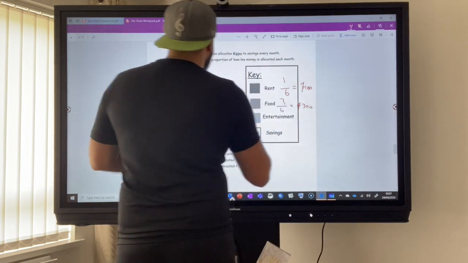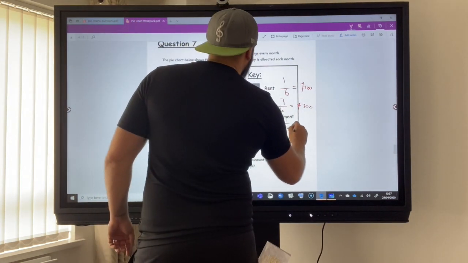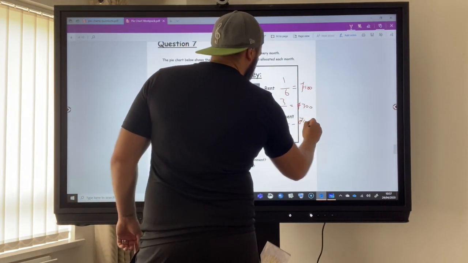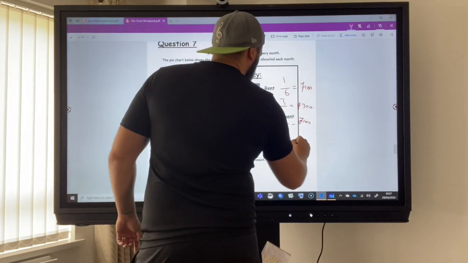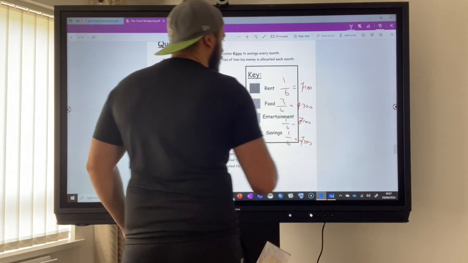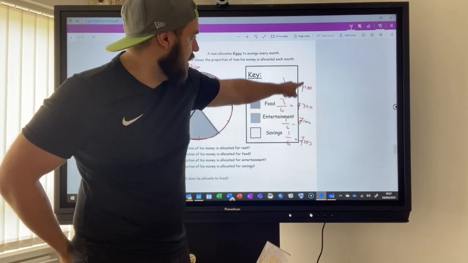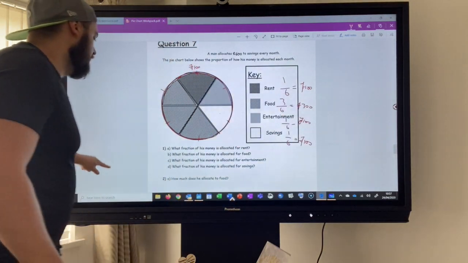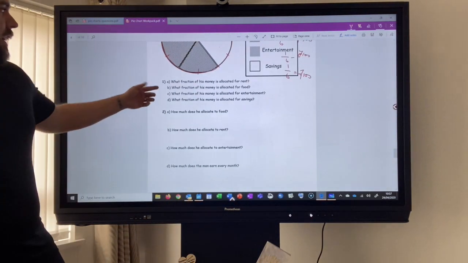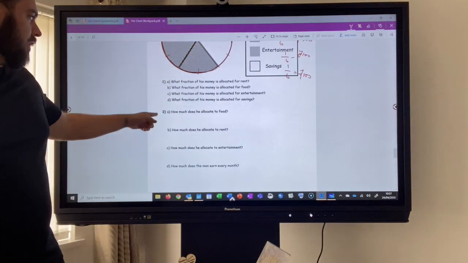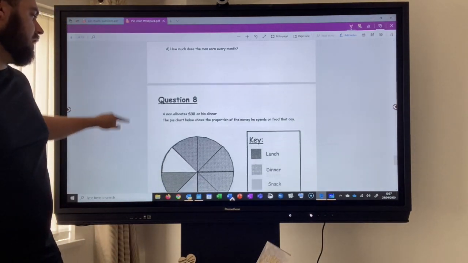Entertainment is 1/6, which is worth £100 and savings 1/6, which is worth £100. And that all adds up to 600: 300, 400, 500, 600. And the questions are what we just did there: what fractions for each of them, and how much money is each worth, which we've just done.